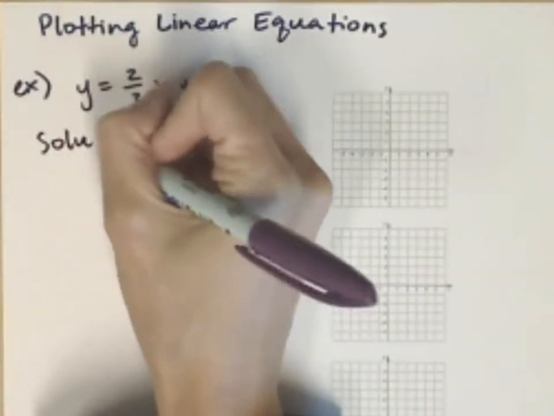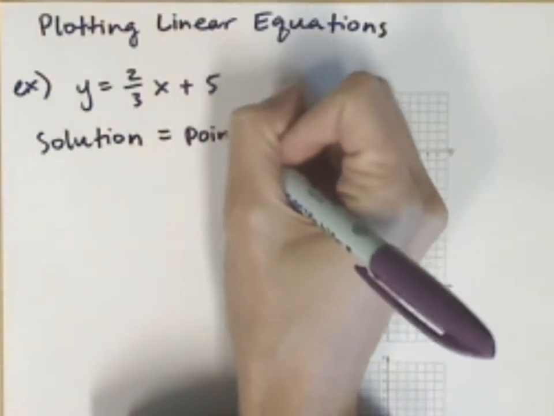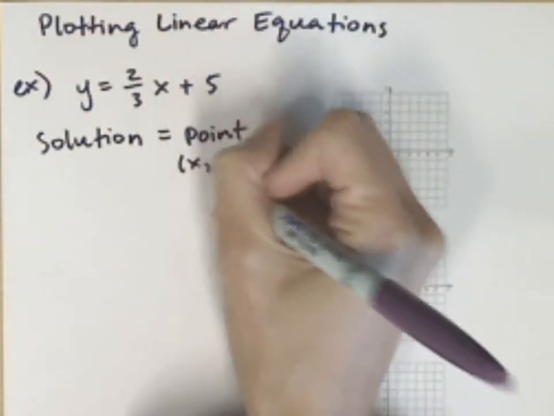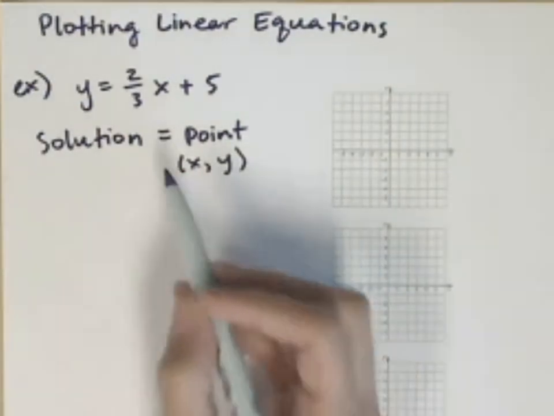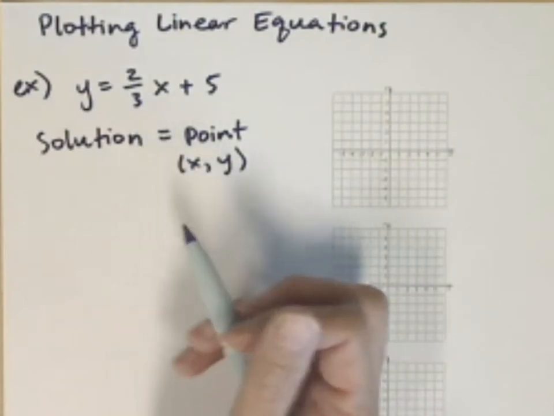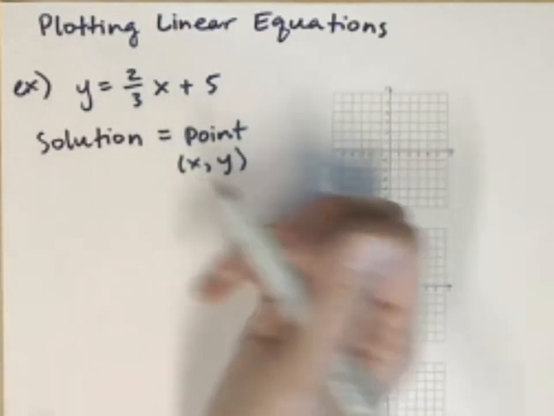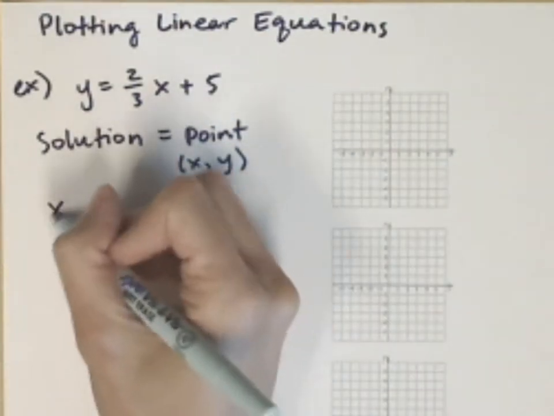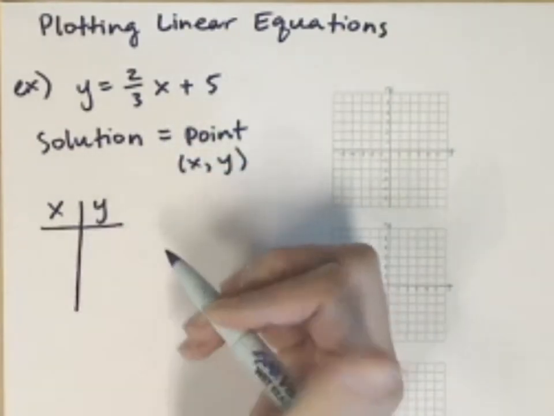There are infinitely many of these solutions, and a solution is equal to a point, or an x-y pair, so two numbers, a number for x and a number for y, that, if you plug it into your equation, makes the equation true. So we get to pick any pair of points, x and y, that make this equation true. In order to do that then, we're going to keep our life pretty simple and pick some really nice numbers.